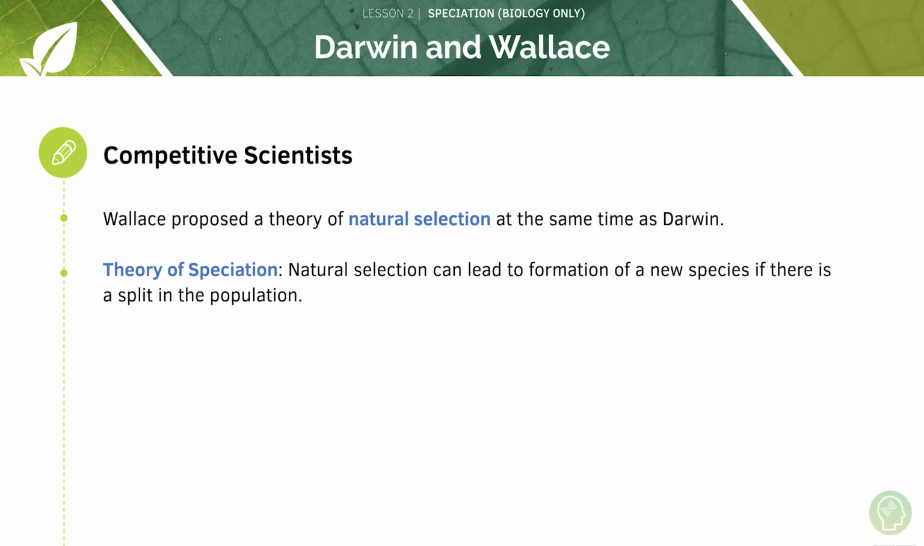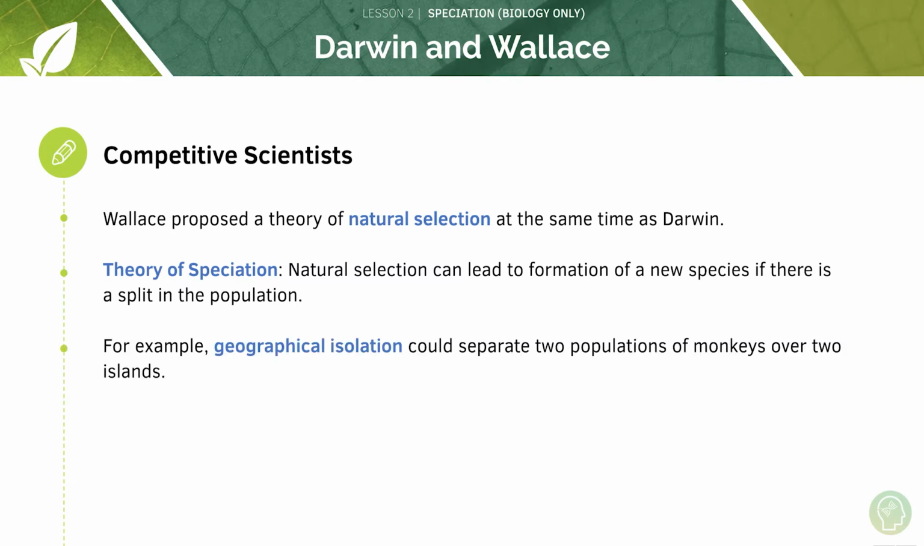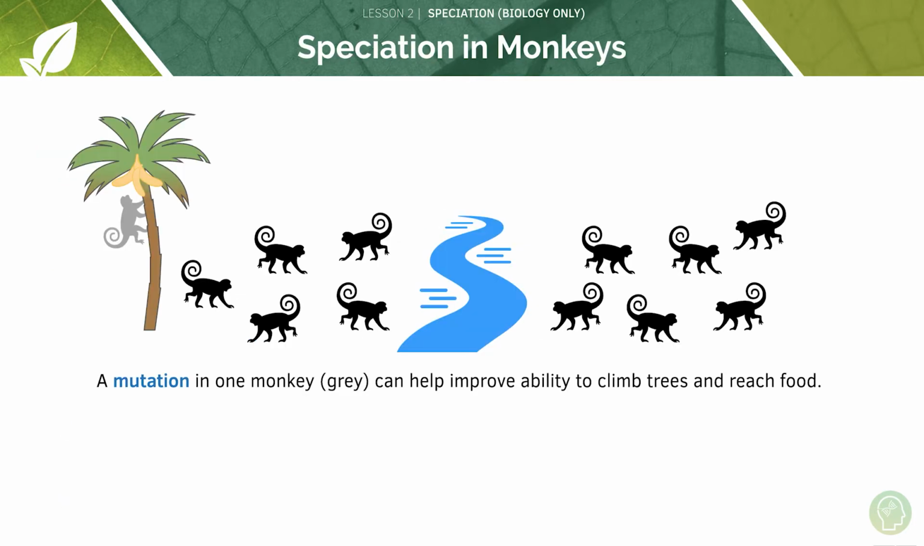So the theory of speciation is that natural selection can lead to formation of a new species if there is a split in the population. Now, what does that mean, a split in the population? Well, something has to happen in order to separate the population into two separate entities. So, for example, geographical isolation could separate two populations of monkeys over two islands. And we've seen this in a previous tutorial on genetics.